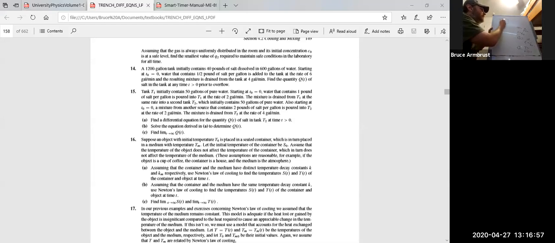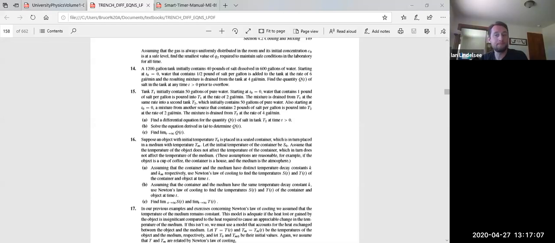All right, well, let me draw the picture so that we can get all our information here. So we know that it's coming in at 6 gallons per minute. We know that it's flowing out at 4 gallons per minute. The intake has 1/2 pound per gallon. Okay, so 1/2 pound per gallon coming in, and then it's leaving out its mixture.